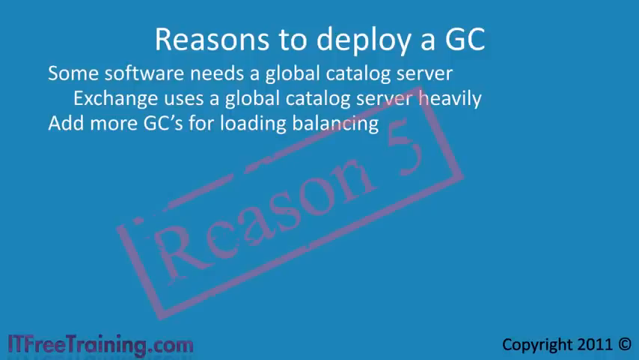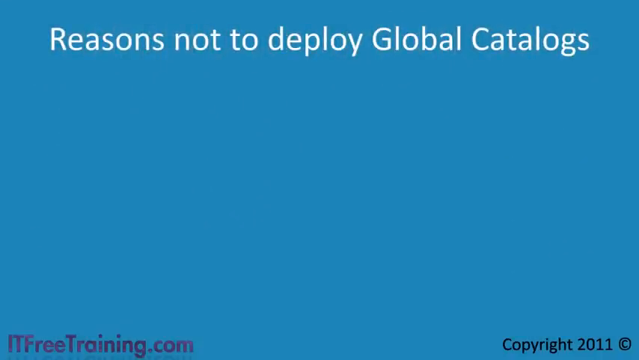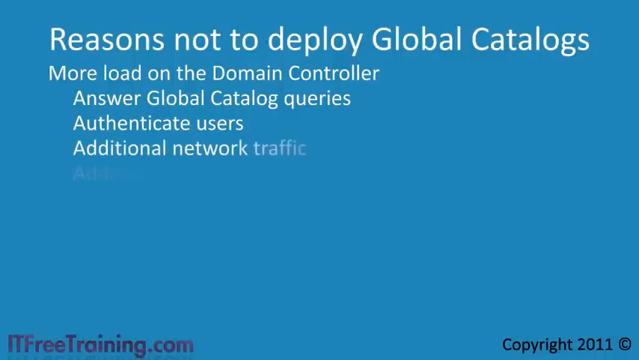Now that I've looked at all the reasons that you would want to use a global catalog server, let's look at why you would not want to use global catalog servers. A global catalog server contains a partial replicate of every object in the forest, and thus does put more load on the server answering queries. A global catalog server must answer GC-related queries as well as authenticate users. A global catalog server also requires additional network traffic and hard disk space for forest-wide changes.